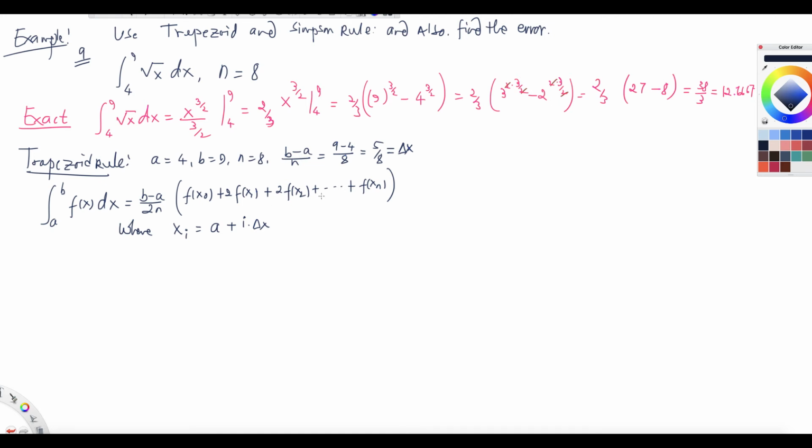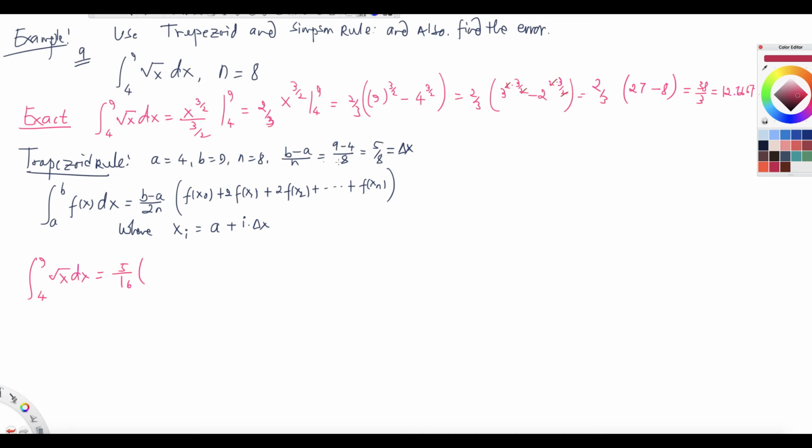Okay, so let us do that then. The integral from 4 to 9 of root under x dx will be, what is b minus a over 2n? b minus a over n is 5 over 8. b minus a over 2n, you multiply the denominator by 2, so it will be 5 over 16. And then what is f of x0?